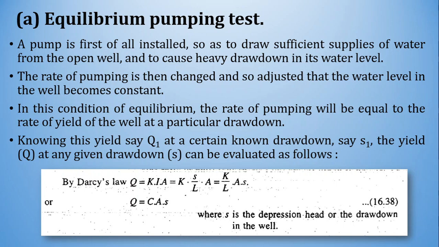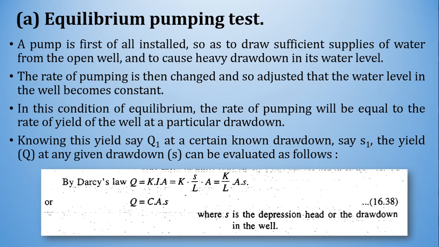In this condition of equilibrium, the rate of pumping will be equal to the rate of yield of the well at a particular drawdown. Knowing this yield, say Q1, at a certain known drawdown, say S1, the yield Q at any given drawdown can be evaluated with the help of Darcy's law as follows. By Darcy's law, as we know, Q is equal to K i A, which is equal to K into S upon L, that is the hydraulic gradient, into A, the area of the aquifer, which is further equal to K upon L into A S.